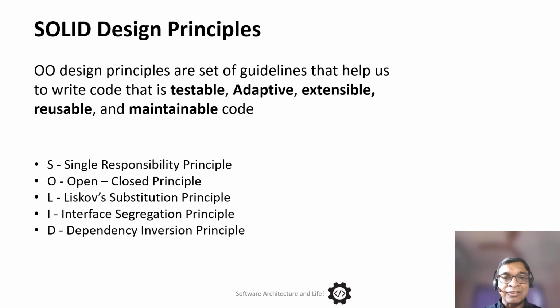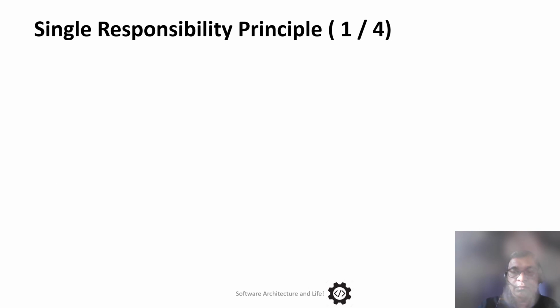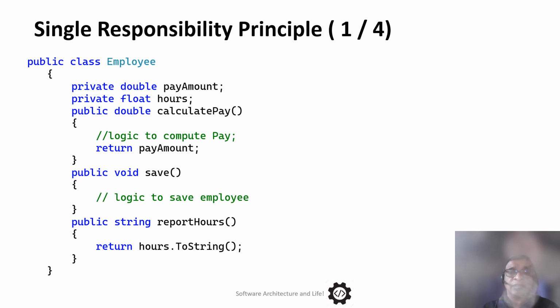SOLID. S as in single responsibility principle, O open closed principle, L Liskov's substitution principle, I interface segregation principle, and D dependency inversion principle. Let's focus on what the single responsibility principle is through an example. So I have a class Employee which has three methods: calculate pay, save, and report hours.